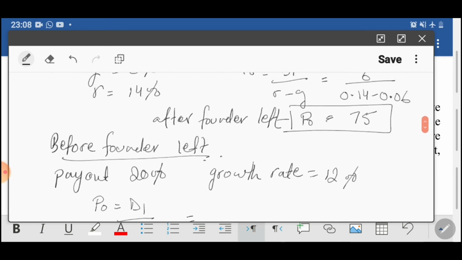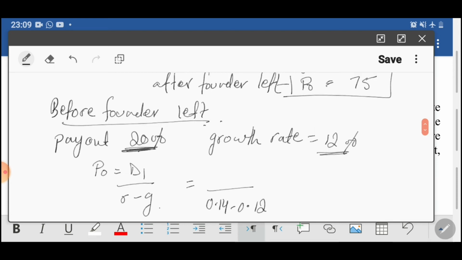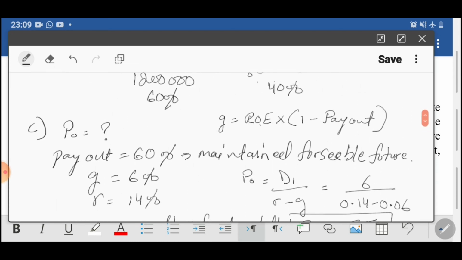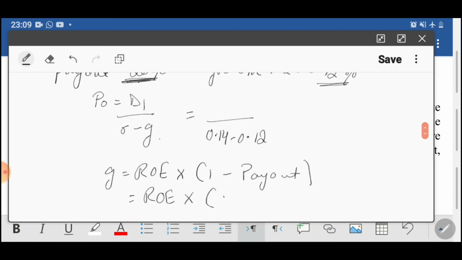So R is still 14%. This will not change. The growth rate is now 12%, and this 12% is being maintained over here because the payout is 20%. When 80% is flowing back, remember I gave you the growth formula here: growth equals return on equity times (1 minus payout), basically return on equity multiplied by the flow back.